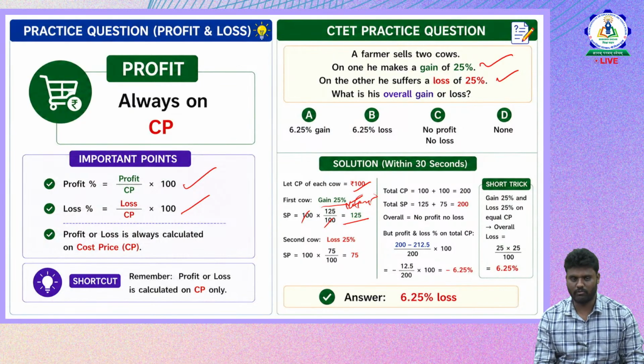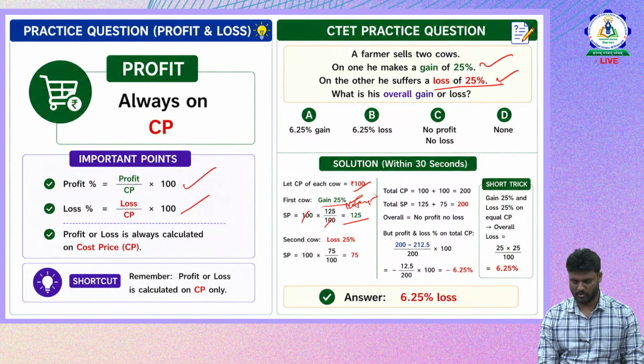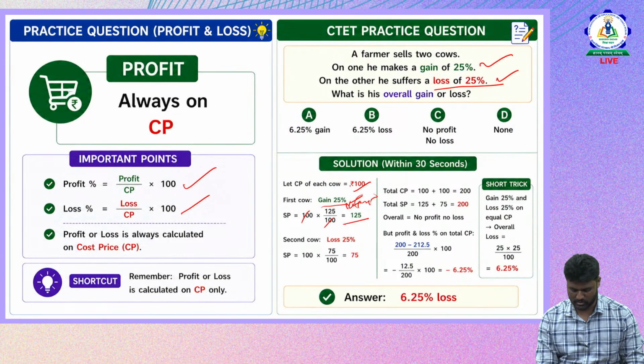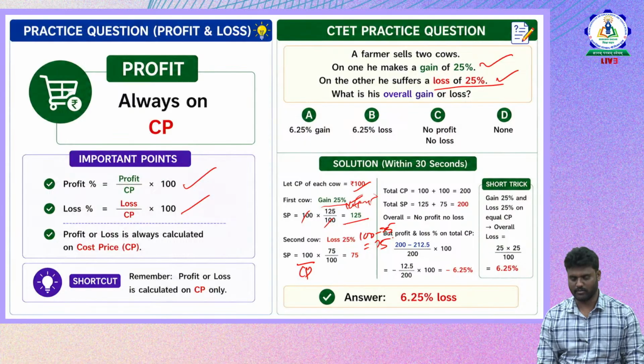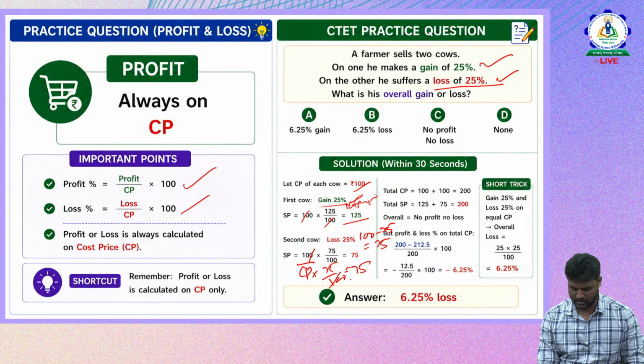Now, for the second cow, what will happen? He suffers a loss of 25%, so he got the loss for the second cow. Let us assume that the CP is 100 rupees. What is the selling price? CP is 100, loss means 100 minus 25, so we will get 75. So into 75 by 100. When you simplify this, we'll get the selling price.